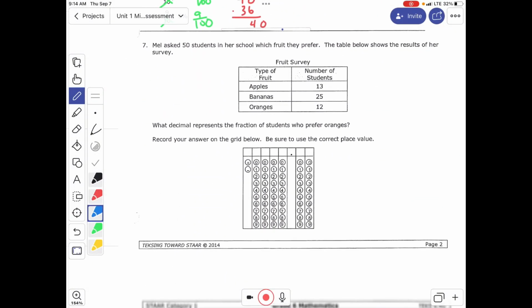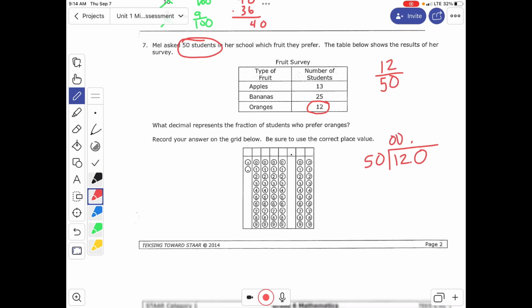Number 7. Mel asked 50 students in her school which fruit they preferred. The table below shows the results of her survey. What decimal represents the fraction of students who prefer oranges? How many liked oranges? 12. Out of what was the total? It says 50. So to change a fraction to a decimal, we do top in, bottom out. So this is going to be a little bit of dividing.